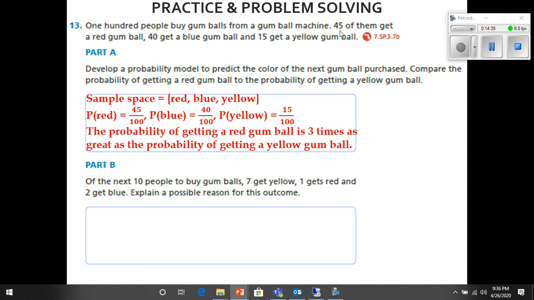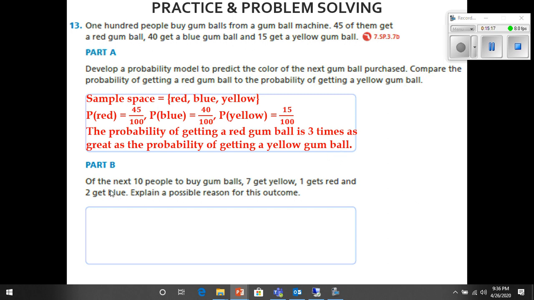Why is that? Because 45 over 100, let's see, we have to divide both of those by 5. That'd be 9 out of 20 chance for a red gumball. A yellow one is 15 over 100. If we divide the numerator and the denominator by 5, that's going to be 3 out of 20. So remember, 9 is 3 times as much as 3. And that's why we would get 3 times as many red ones as we would yellow ones.